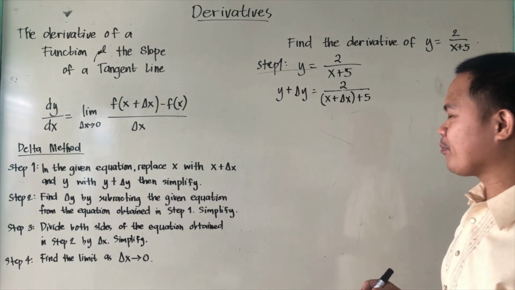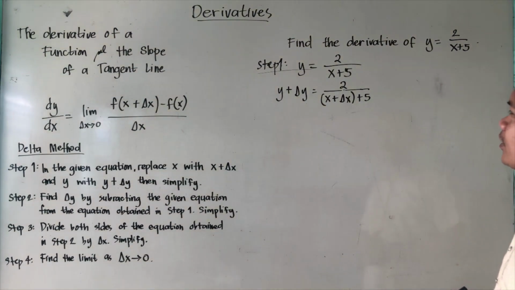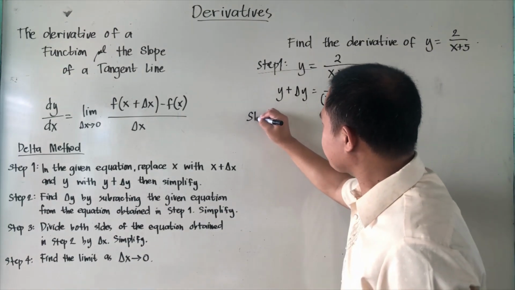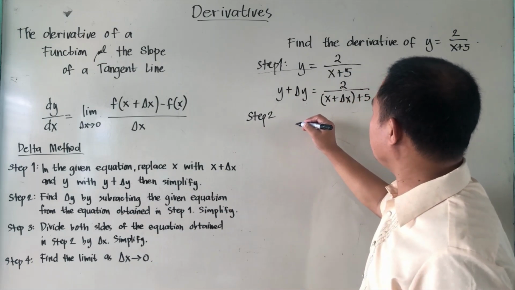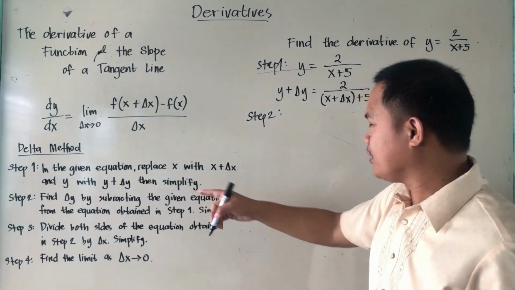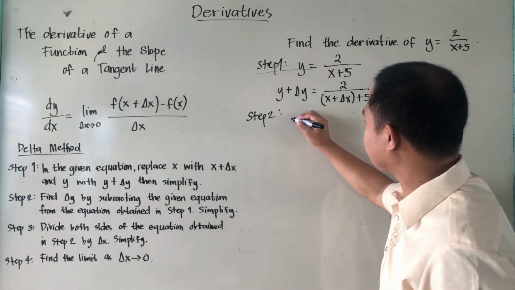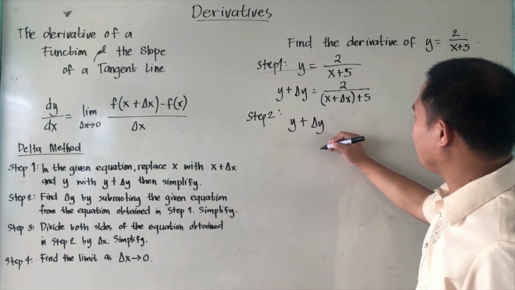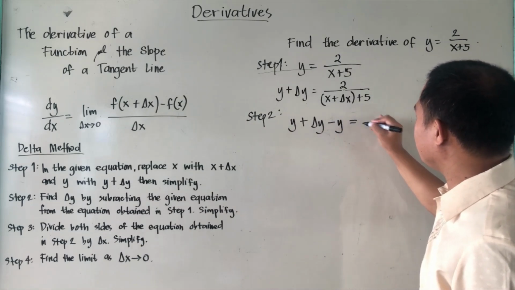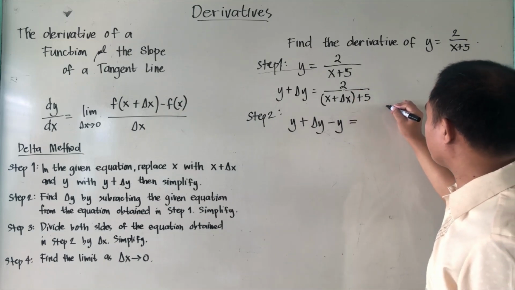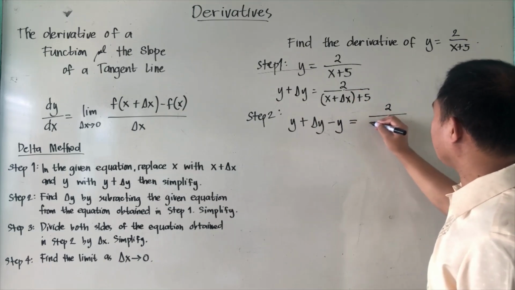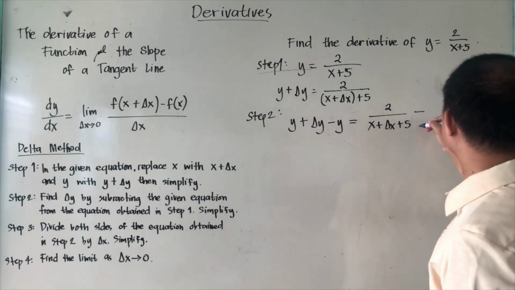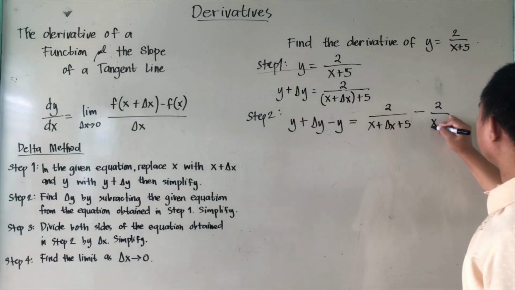The next one that we're going to deal with is the simplified form. So, step 2: we need to subtract. So y plus delta y minus y is equal to 2 over x plus delta x plus 5 minus 2 over x plus 5.